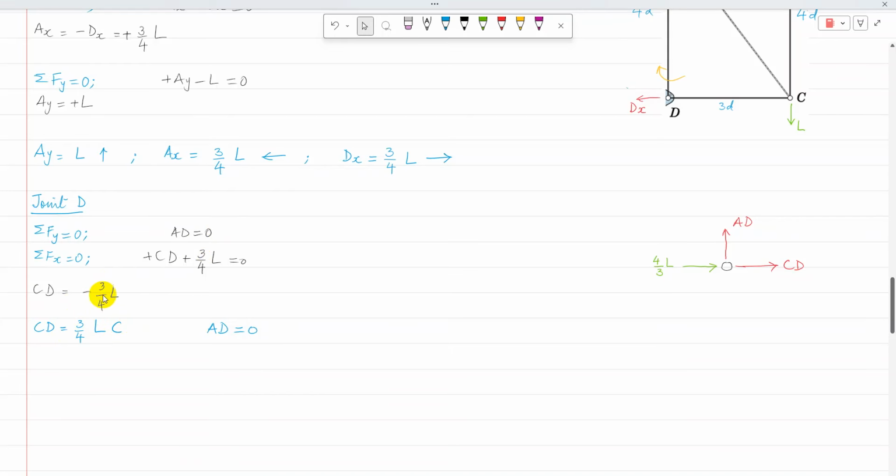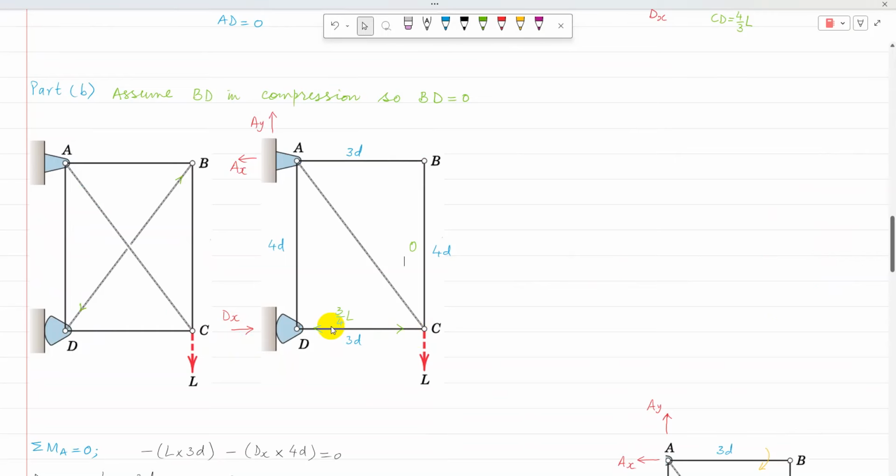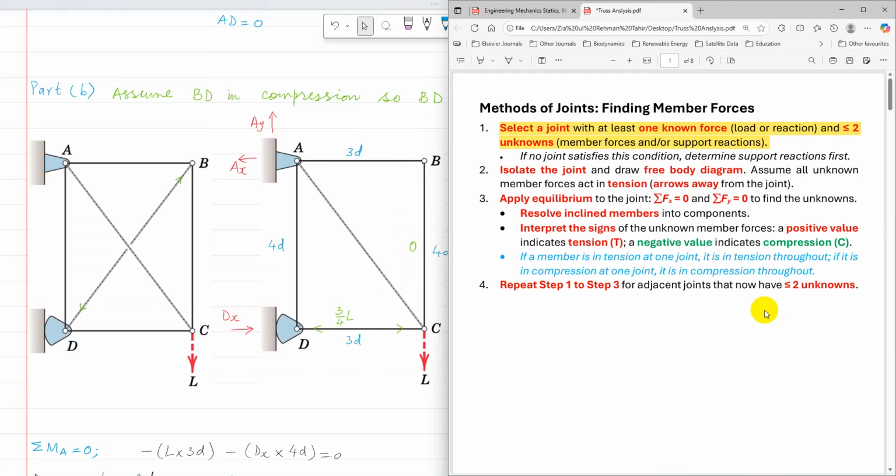So AD is 0 and CD is negative. A negative value indicates compression. So CD is in compression and AD is simply 0. So CD is shown in compression, which is 3 quarter L, and BC is 0. So now I need to go to the adjacent joint.